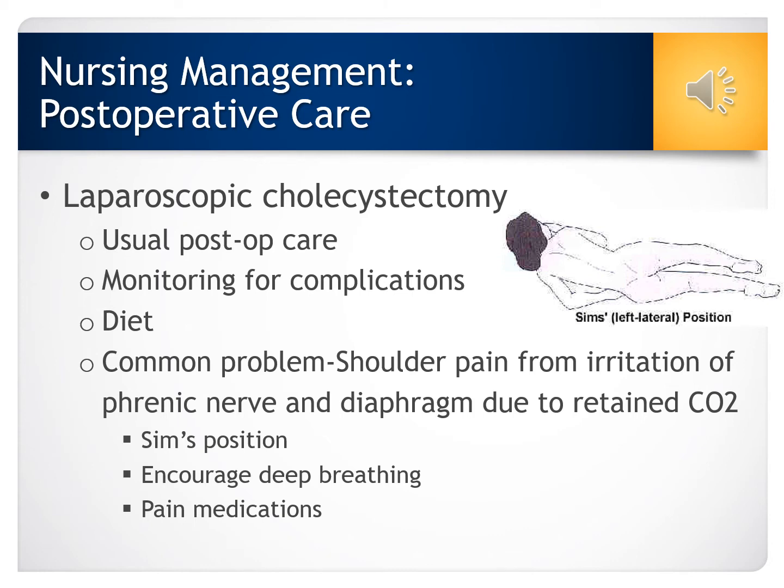Placing the patient in the Sims position on the left side with the right knee flexed helps move the gas pockets away from the diaphragm. You also want to encourage deep breathing along with movement and ambulation. The pain can usually be relieved with analgesics.